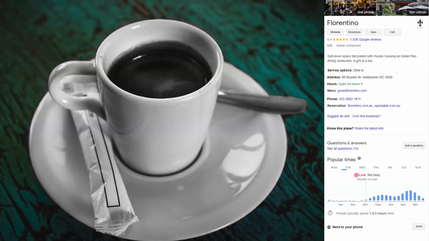So what we've got on the right-hand side of the screen is a screenshot of Melbourne's Florentino restaurant, and you can see their Google reviews at the top. So they have 1,038 Google reviews and an overall rating of 4.4 stars. So this is quite significant in terms of brand reputation. Google is one of the key places that people go to when they're researching somewhere to go, and how other users rate the cafe often shapes the decision-making process of potential customers.